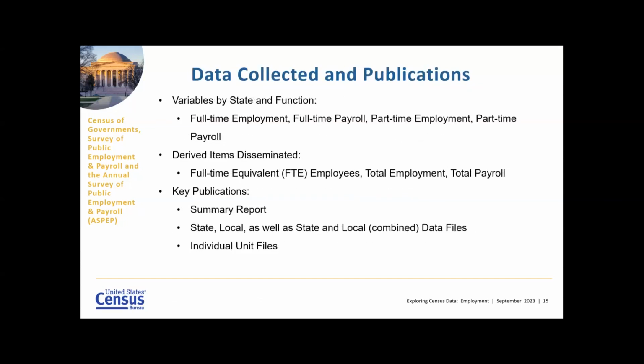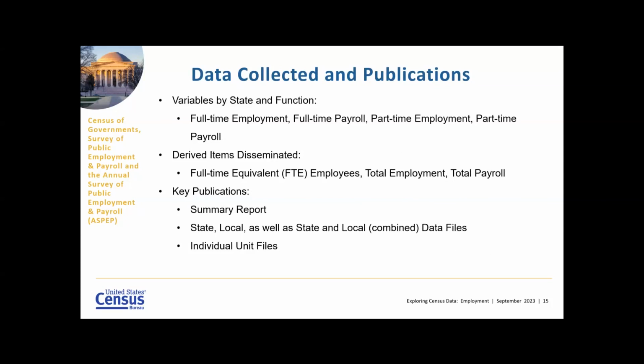Now I'm going to talk a bit about the data collected and the publications that are offered. So the specific data variables directly collected are full-time employment, full-time payroll, part-time employment, and part-time payroll. Note this is gross payroll, and those are collected by state and function. There are also derived items which are disseminated, including full-time equivalent employees, total employment, and total payroll.